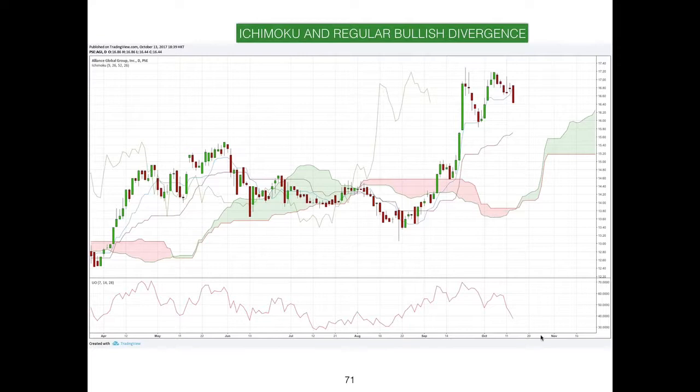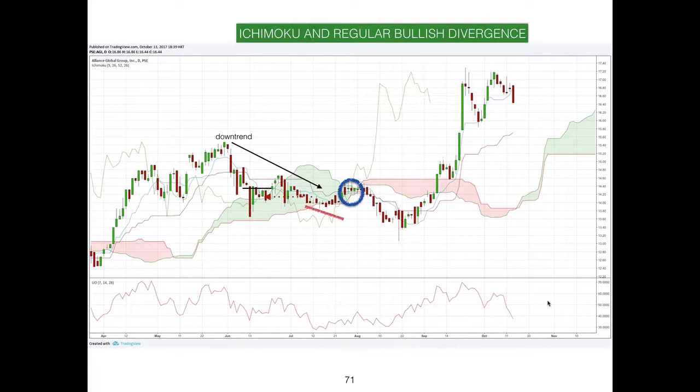So here's some examples. AGI. Price had been on a downtrend. At this point, price tried to break above the Kumo but failed. The Chikou span also tried to break above the prices but also failed. There was no bullish divergence yet at this point.